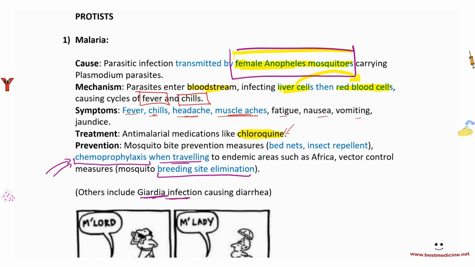Some other protist diseases include Giardia. Giardia is another infection. It's a protist that is present in fresh water, and if you drink fresh water containing Giardia, it causes another type of diarrhea.